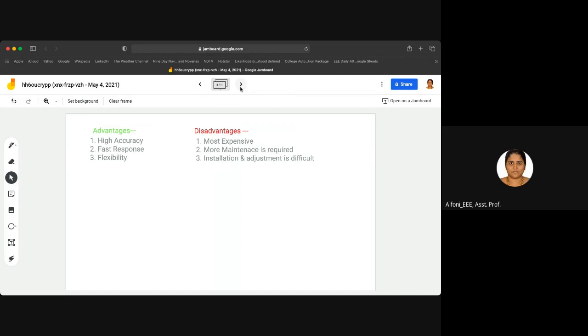So closed loop has high accuracy, fast response, and it is flexible. But apart from those, it also has some demerits. It is more expensive than simple, manually operated systems, which are open loop. Maintenance is difficult as it involves complicated electronics, meaning we have a feedback. So it requires more maintenance, and in the same way, installation and adjustment are very complicated.